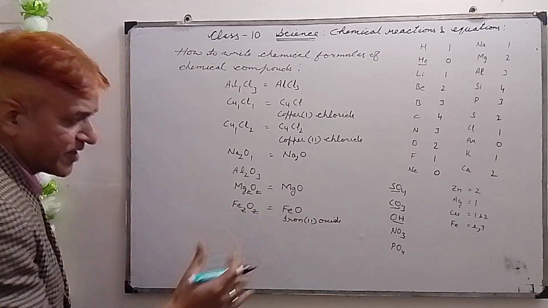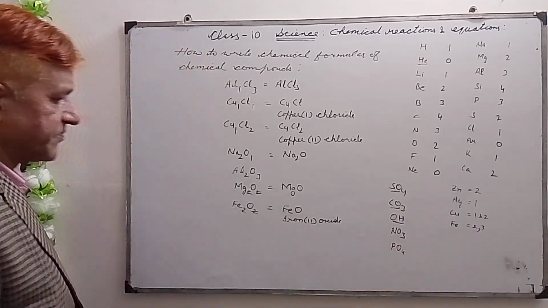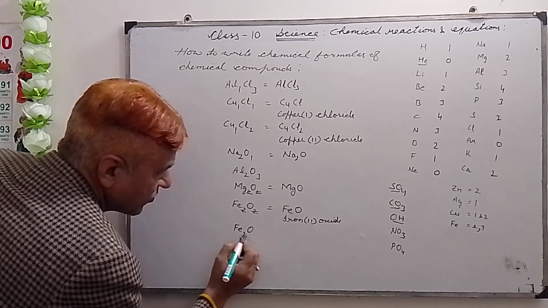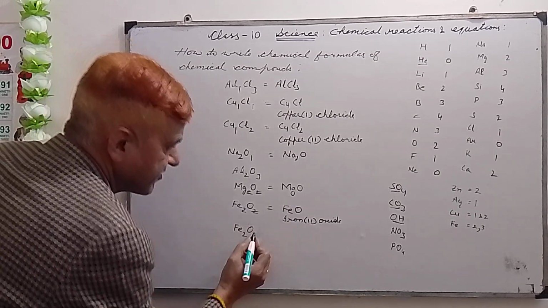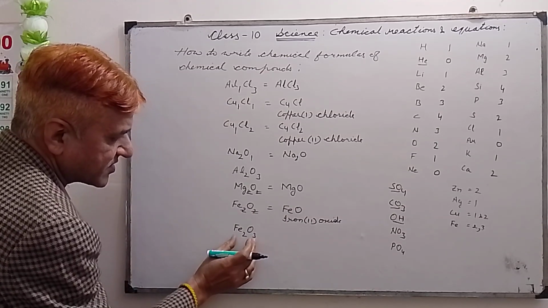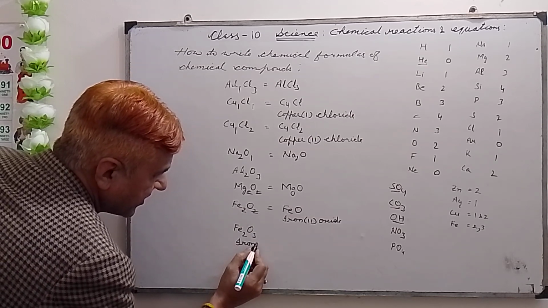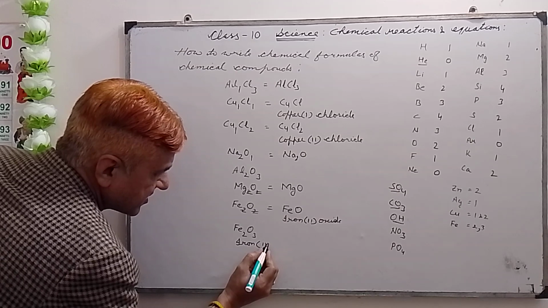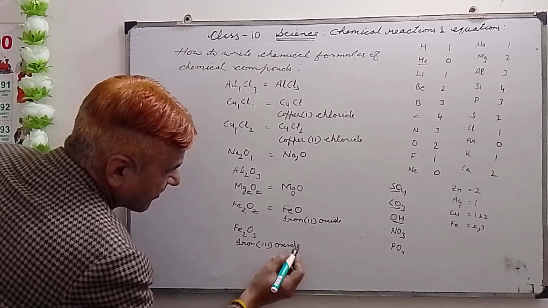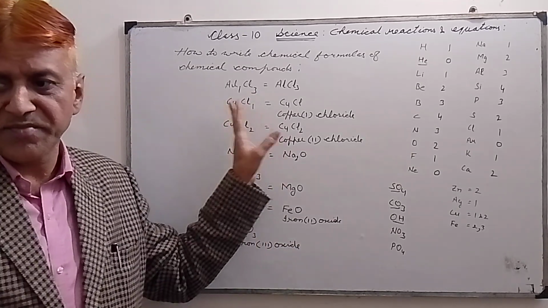And now again I am writing iron oxide, but I am taking 3 as its valency. So iron oxide, valency of oxygen 2, valency of iron I am taking 3. So this is iron oxide, Fe2O3, and here the valency is 3. So I can write iron within brackets valency 3. So iron(III) oxide. So my dear students, I think you are understanding what I am teaching you.